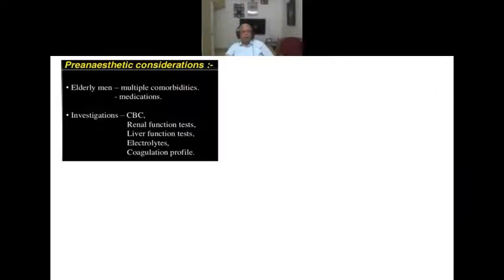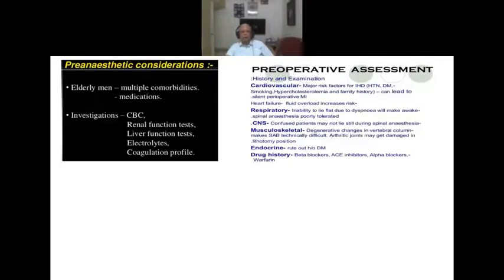Anesthetic consideration: they are usually elderly men with multiple comorbidities and many medications. These are the investigations we do. And then every system, cardiovascular, respiratory, CNS, musculoskeletal, is very, very important. Degenerative changes in the vertebra as well as the joints will give you problems in both spinal anesthesia and positioning of the patient. And in the endocrine system, the majority of them may be diabetic patients. So the decision whether to stop the oral hypoglycemic agents or to switch them to insulin will arise, and the examiner may ask you.